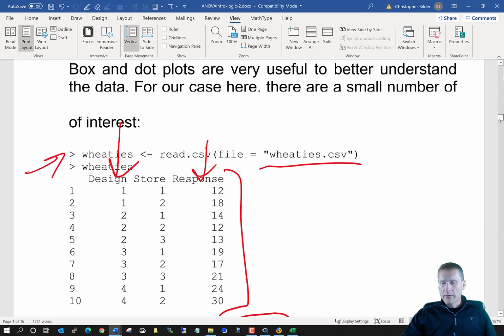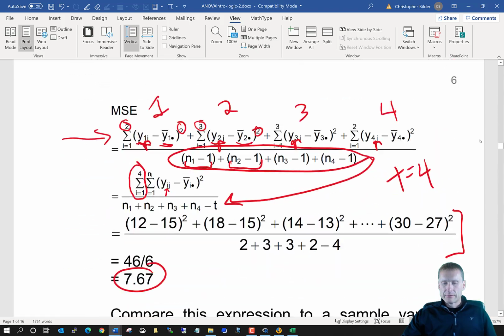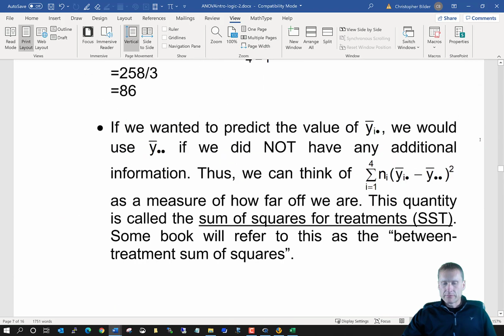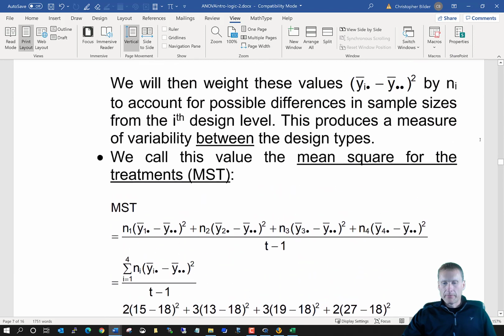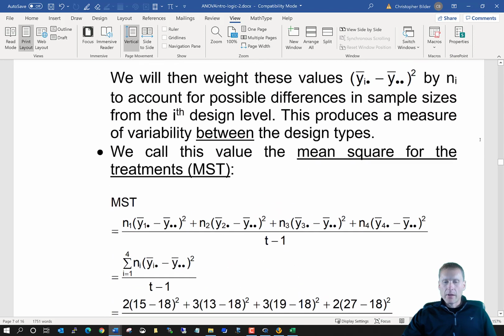So let me go back to where we were. Here we go. Now, what we're also going to do is weight all these measures of variability by the number of observations within a particular factor level or design type for us. It seems like it would make sense because, let's say you have a situation where you have only 2 observations for a factor level, and in another case you have 100 observations. Well, you would think that the case where you have 100 observations should be weighted more because there are more observations there.